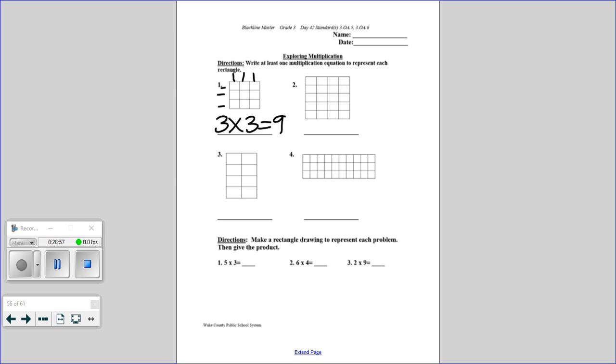Okay? Go ahead and do questions number 1, 2, 3, and 4. Just 1, 2, 3, and 4. We did 1 together. We labeled the box arrays here. Questions down at the bottom, 1, 2, and 3. It says make a rectangle drawing to represent each problem and then give the product. So what that means is you're going to make a rectangle array just like we have right here and then solve for the product.